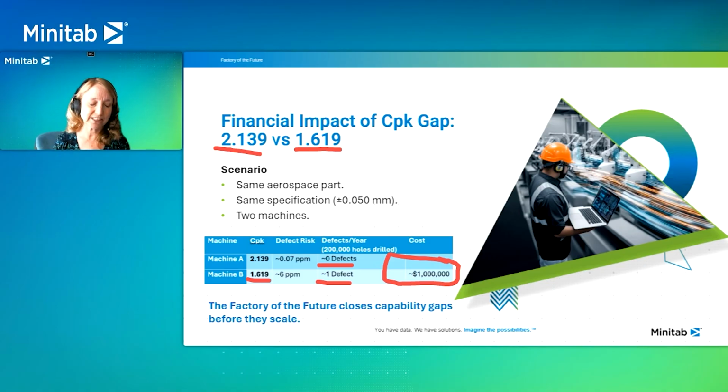So conceptually, back to Factory of the Future, it's closing the gap by collecting data faster, more data in real time. We're going to improve our capability and close these gaps before they scale, right? So I'm not going to keep running machine B as it is, because I can predict that in the future, this is going to cause me problems.